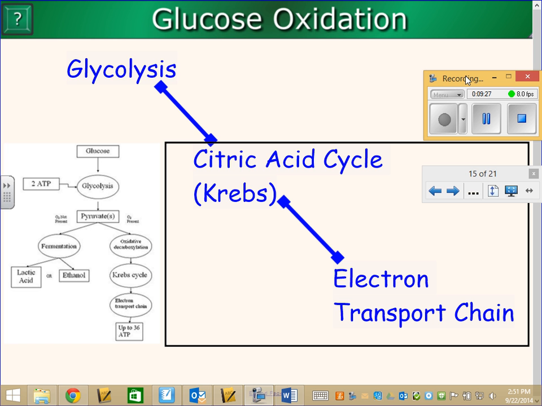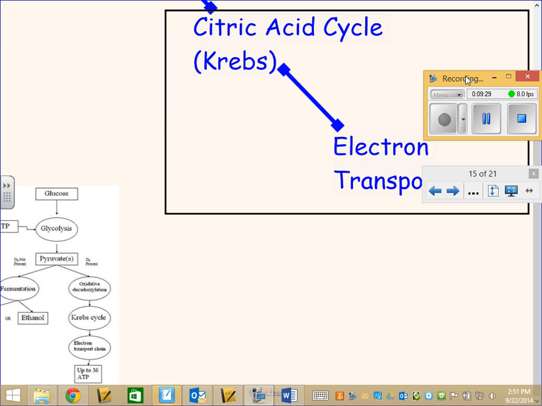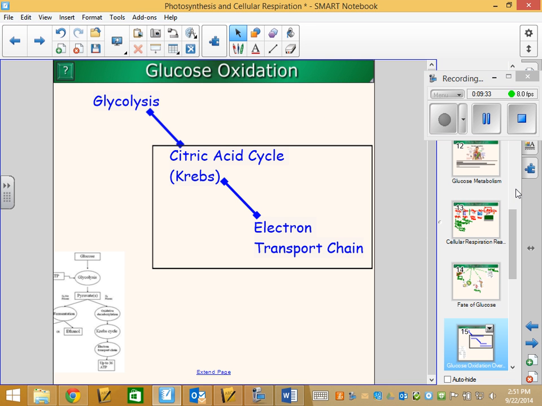I'm going to talk about this. In fact, I'm just going to make this diagram go. Whoa, that was weird. What I want you to focus on is the words that are blue, and then I'll talk about that little chart later on. You'll see that the title of this screen is Glucose Oxidation. Oxidation.